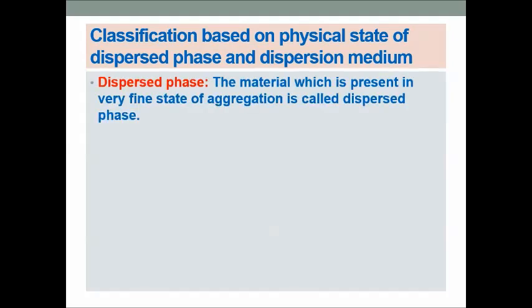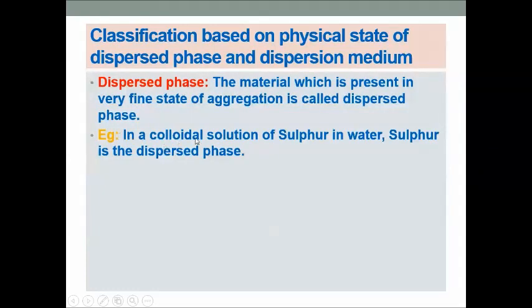So first we will see how we can define a dispersed phase. The material which is present in very fine state of aggregation is called the dispersed phase. I'll repeat, the material which is present in very fine state of aggregation is called the dispersed phase. If we are giving an example of a colloidal solution of sulfur in water, in this colloidal solution, which is the dispersed phase and which is the dispersion medium? Sulfur in water. That means sulfur will be acting as the dispersed phase. And what about the water?